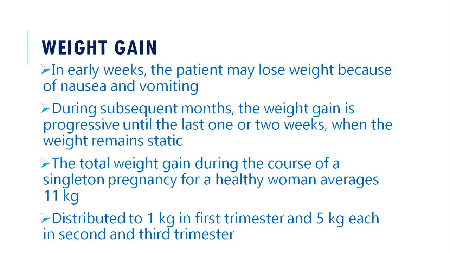Subsequently, there is slow, progressive weight gain, and later on it remains static. The total weight gain during the course of a singleton pregnancy is 11 kgs for a healthy woman, distributed as 1 kg in the first trimester and 5 kg in each of the second and third trimesters.